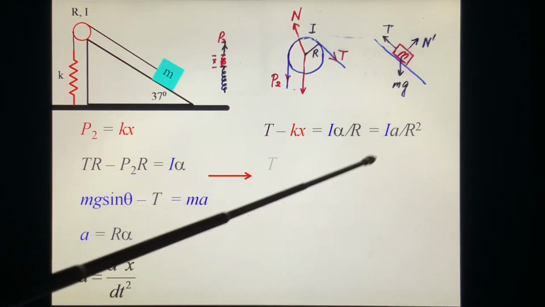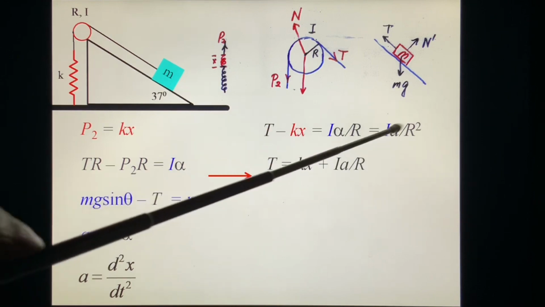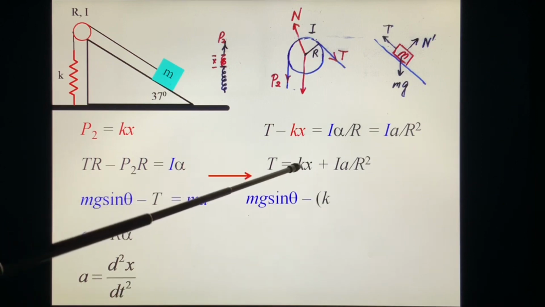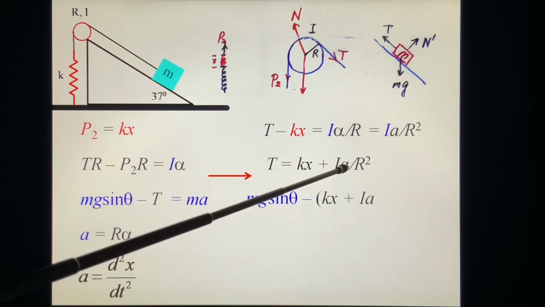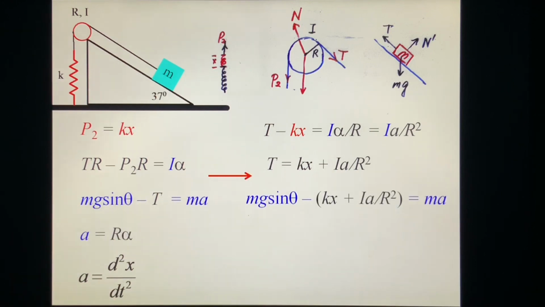Then we put this T equal to kx plus this one in this equation. So we get mg sine theta minus kx plus I a over r squared equal to ma. Now, seems we can find a?